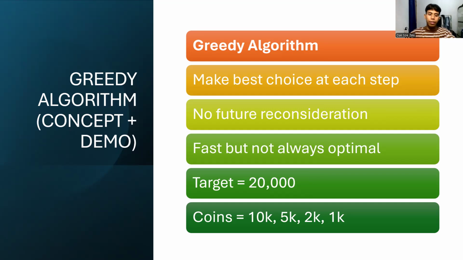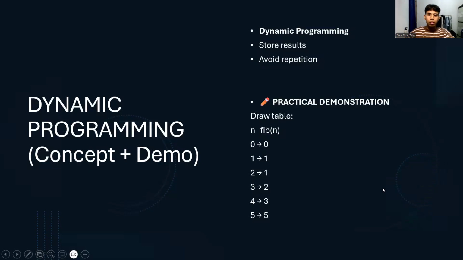Okay, now let's go to dynamic programming. Which one is the most important algorithm technique? Dynamic programming is used when the problem has overlapping subproblems. Instead of solving the same problem again and again, we store the result and reuse it.